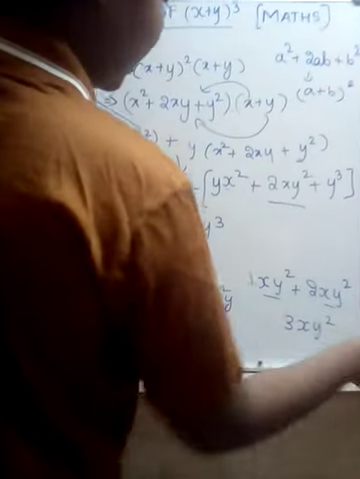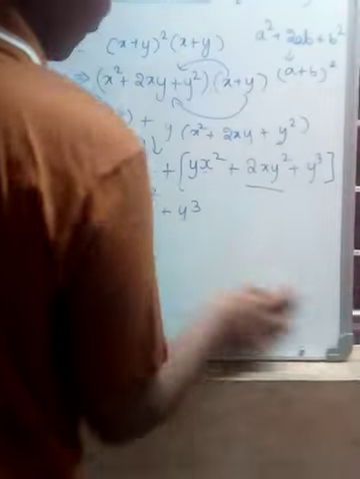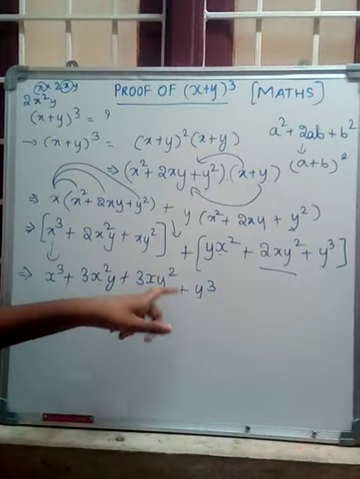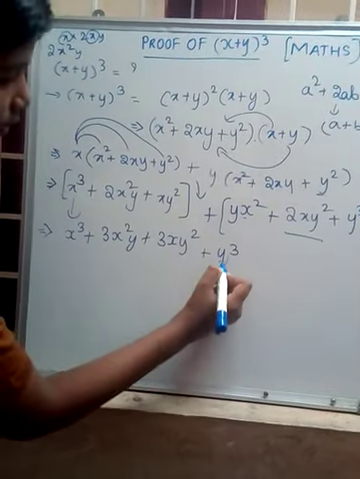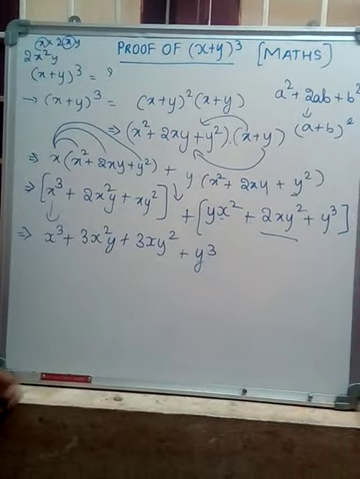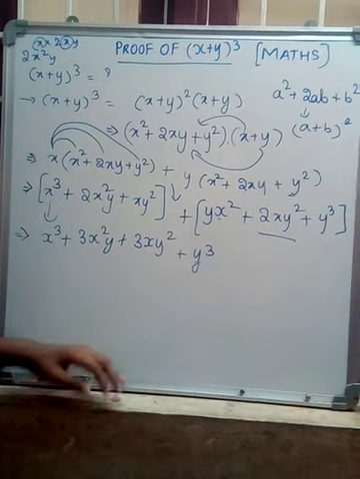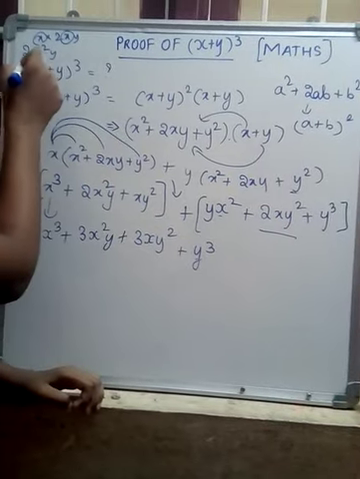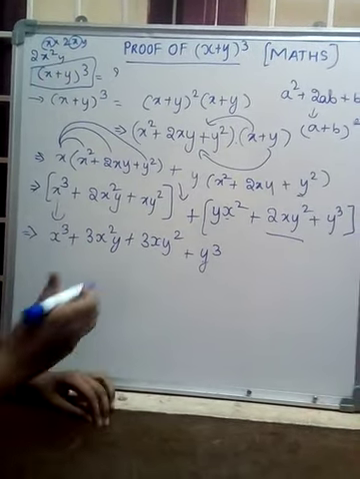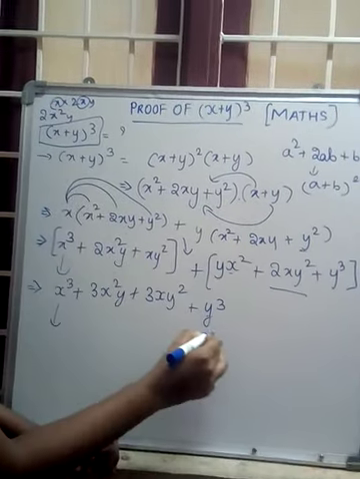Yeah, this is the formula here. X cube plus 3x square y plus 3xy square plus y cube is the formula of the x plus y whole cube. We can simplify more. There are two formulas for the x plus y whole cube. Two formulas. Now we have to simplify.